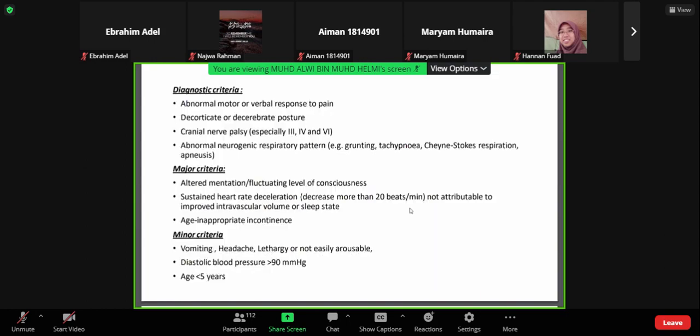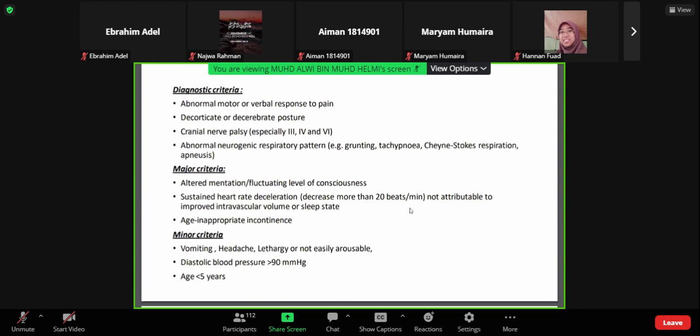So how to diagnose cerebral edema? You have abnormal motor or verbal response to pain, which is the conscious level. Decorticate posturing is the late phase. Cranial nerve palsy is also quite late. Abnormal neurogenic respiratory pattern, this is the Cheyne-Stokes respiration, is also late. The first sign is abnormal responses, the conscious level, that is the most important. Major criteria: altered conscious level.